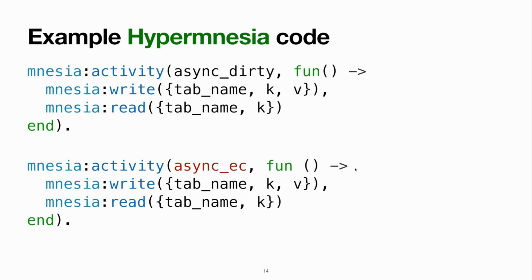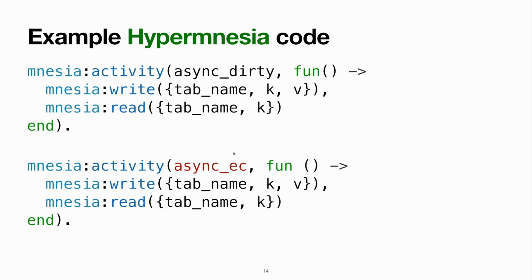Finally, I just want to show you some example code of using this API. On top here we have an API call called Mnesia activity. This is the way Mnesia is designed to access the database. We are specifying async dirty here. Async dirty says we are doing an asynchronous dirty operation, and then we are going to write something to the table, and then read something out of the table. The top one here is built into Mnesia and is how Mnesia currently works. The bottom one is the extended version. This is how the asynchronous eventually consistent operation is designed to be used.